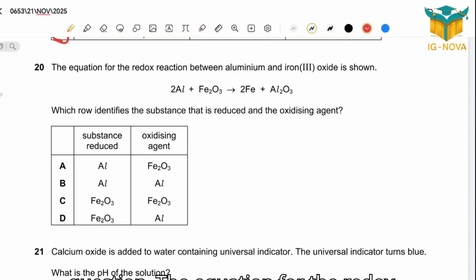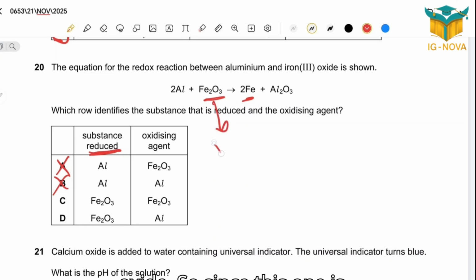Easy question. The equation for the redox reaction: once you see a redox reaction containing oxygen, make sure this is an easy one. You can see here iron has oxygen and here has no oxygen. The O is removed. So what happened to it? It lost oxygen. Losing oxygen is reduction. So iron oxide is reduced. He asked what substance is reduced. I will choose iron oxide.